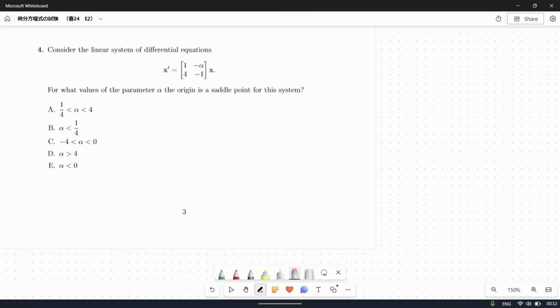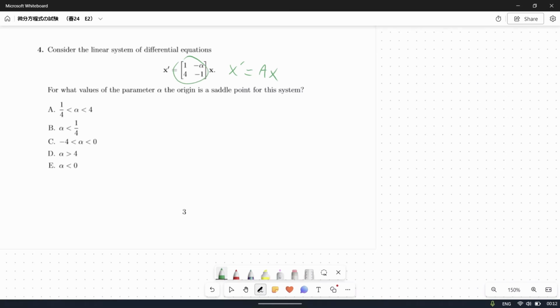All right, number 4. Consider the linear system of differential equations x prime is equal to this matrix times x. The cool thing is the system of differential equations has already been put into matrix form for us. So x prime equals Ax, where A is this matrix.